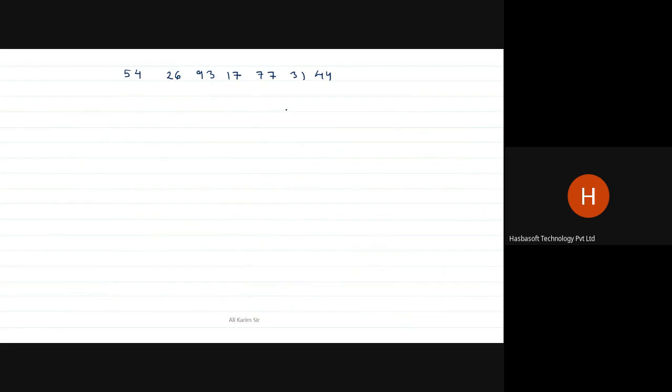Already what I have done is taken a critical case where you cannot divide it into two equal halves. Either you can divide it as 4 here and 3 here, or 3 here and 4 here. So the entire list is divided into two halves, with indices 0, 1, 2, 3, 4, 5, and 6. Getting my point? Yes. Now you will have a new array like this: 54, 26, 93. Another one is 17, 77, 31, and 44.